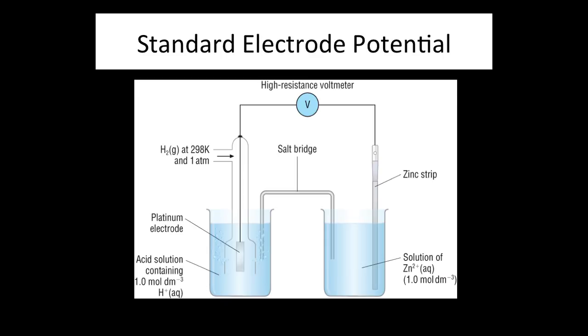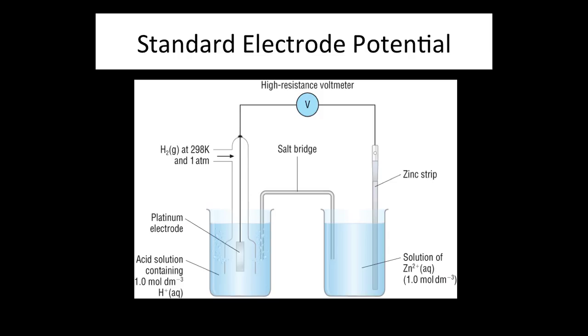In order to measure the standard electrode potential of other half cells, they are connected to the standard hydrogen electrode. The measured voltage, called the electromotive force, EMF, is a standard electrode potential of the half cell. The slide shows the standard hydrogen electrode connected to a Zn2+/Zn half cell.